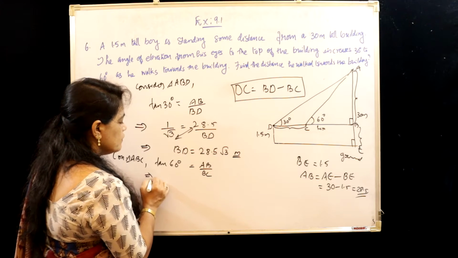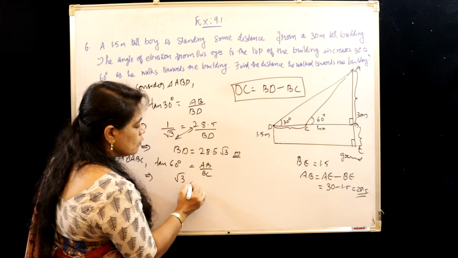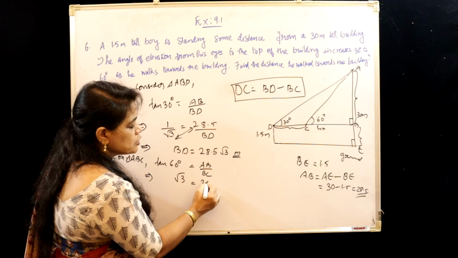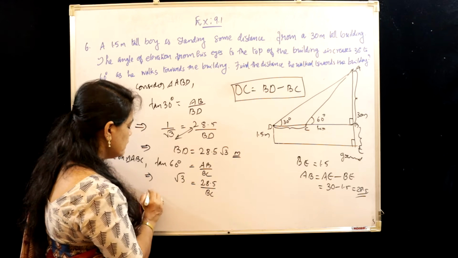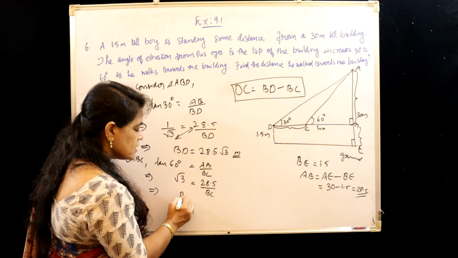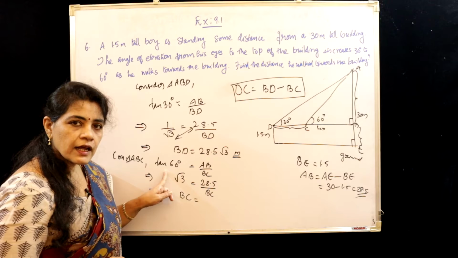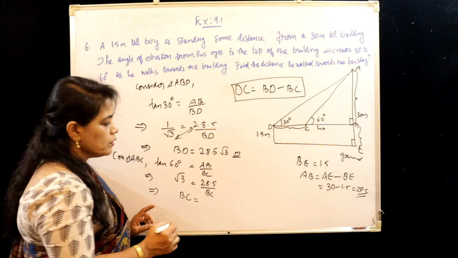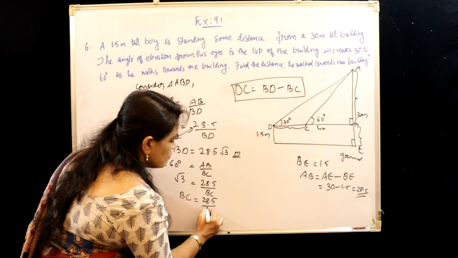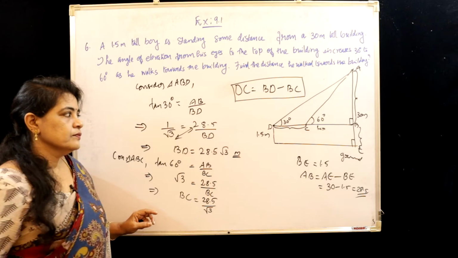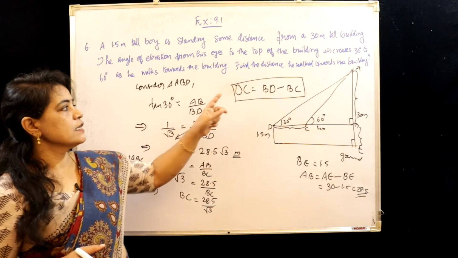And what is tan of 60 degree? Root 3 equal to AB, which is 28.5, divided by BC. Then you can cross multiply. We should get the answer with respect to BC. So BC will come here and root 3 comes to the denominator: 28.5 divided by root 3. So we have now BD as well as BC. What is the required distance?